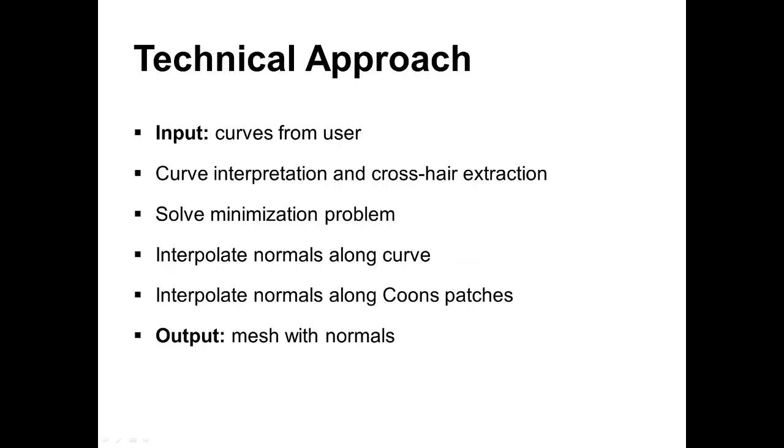Here's an overview of the steps of the CrossShade algorithm. We take in as input curves from the user defining the 3D contour of a 2D sketch. Then we interpret the curve network and extract crosshairs, which are intersections of curves. We then solve a minimization problem to calculate the normals at each crosshair. These normals are interpolated along the curves and then interpolated along Coons patches in the regions enclosed by the curves. Finally, we output a 2D mesh with 3D normals that can be assigned materials, lighted, and rendered.